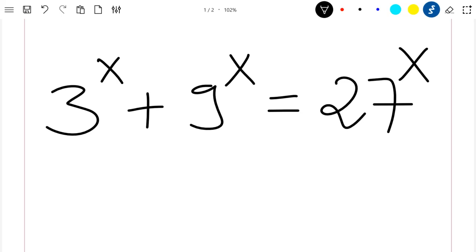So I have my equation. If I want to find the solution x of this equation, I will just proceed as follows.